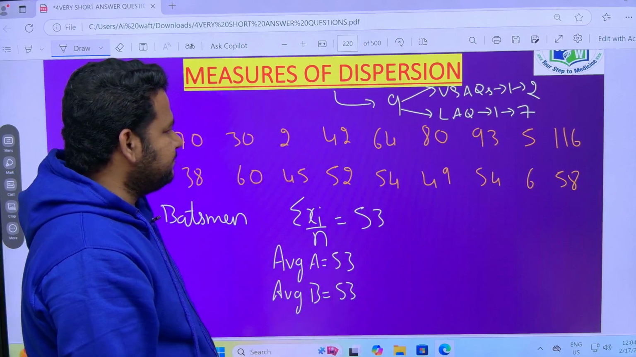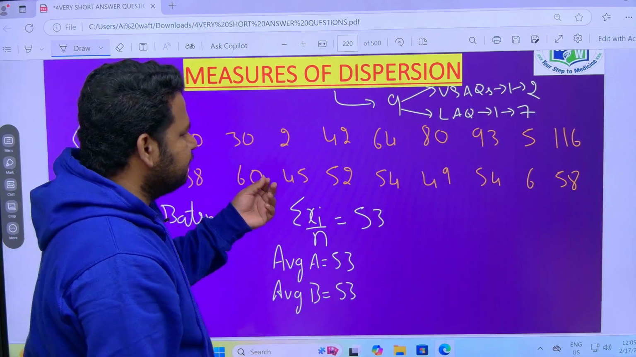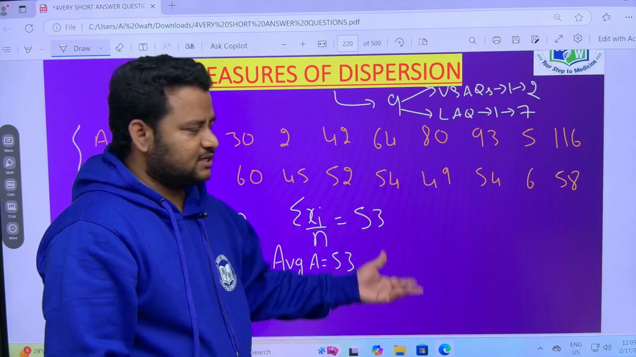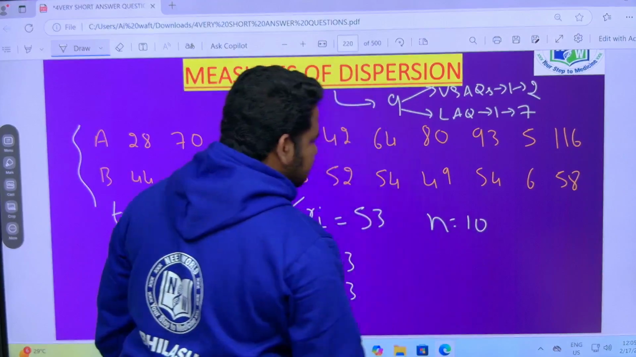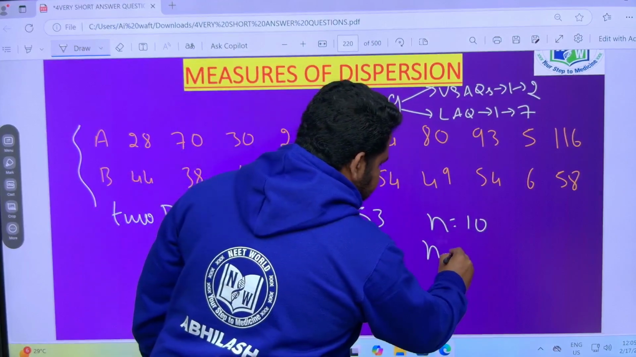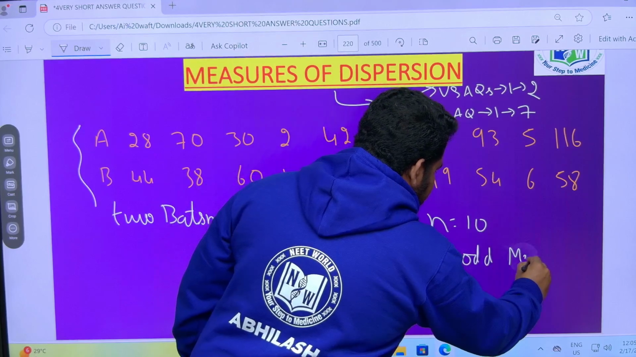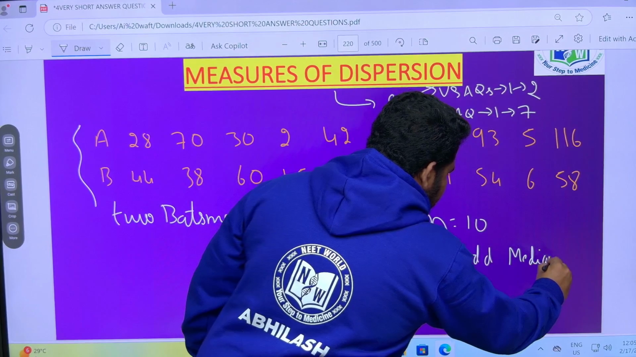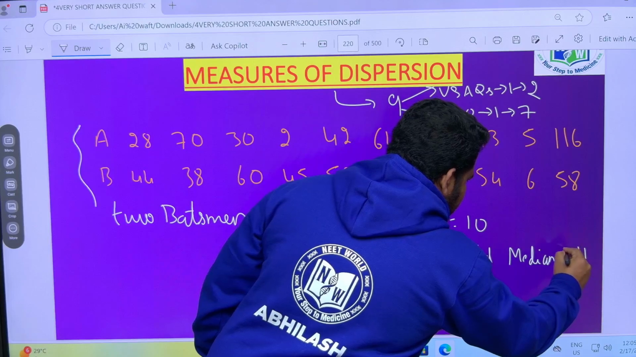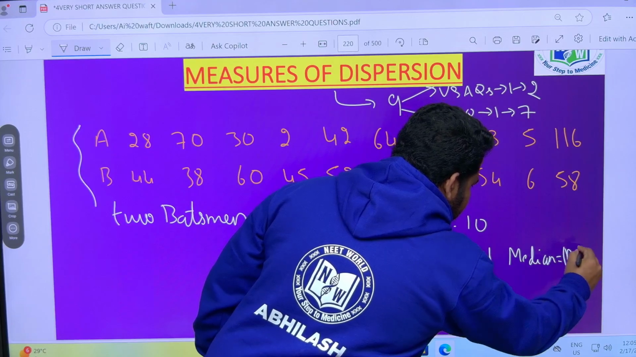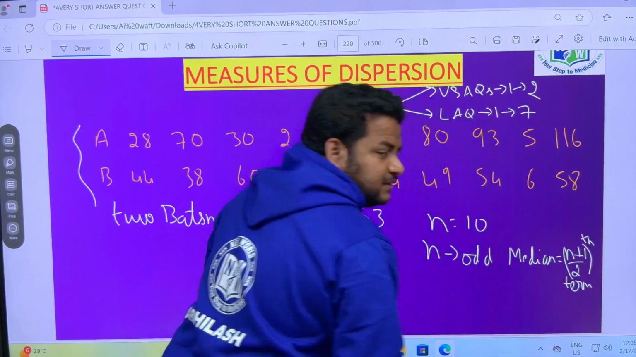Suppose we want to find the median. To find the median, we first have to find the number of observations. Here the number of observations is 10. To find the median, if n is odd, the median will be equal to the (n plus 1) by 2 term. That will be the median.